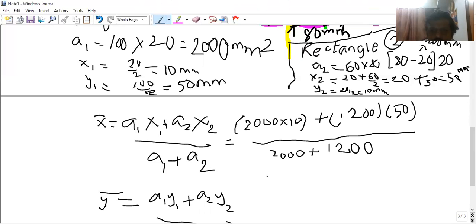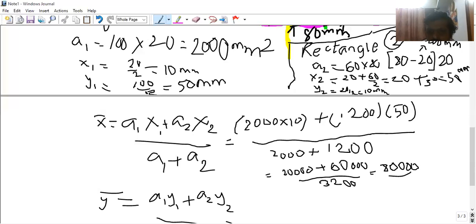So that will be 2000 into 10 is 20,000, plus 1200 into 50 is 60,000, upon 2000 plus 1200 is 3200. So that will be how much, students? So 60 plus 20 is 80,000, upon 3200. It is very simple, students.